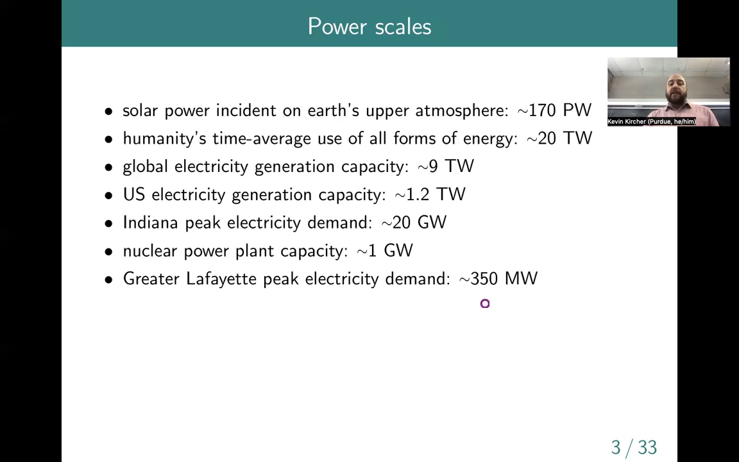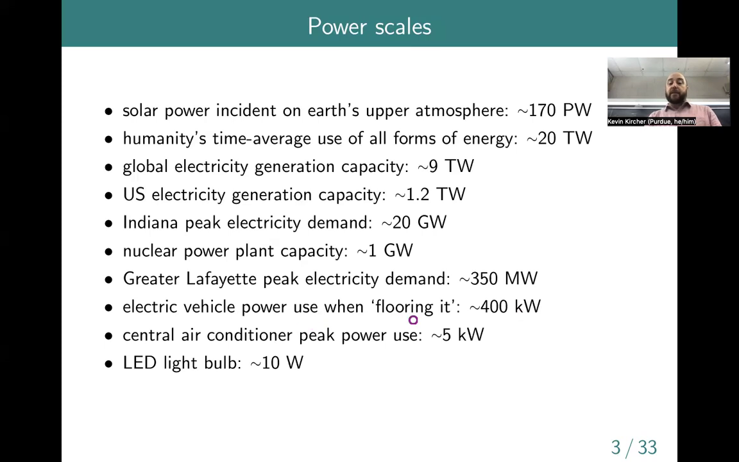Then the city of Lafayette here at peak, this probably happens on the hottest afternoon of the year when we're using a ton of air conditioning and also businesses and people are active, about 350 megawatts. So compared to a nuclear power plant, you could power basically 3 greater Lafayette areas with 1 nuke plant. An electric vehicle, when you're flooring it in something like a Tesla Model S, which can go 0 to 60 in about 3 seconds, if you look at how much power is being discharged from the battery, so stored chemical potential energy all the way through kinetic energy of the vehicle, you get about 400 kilowatts.